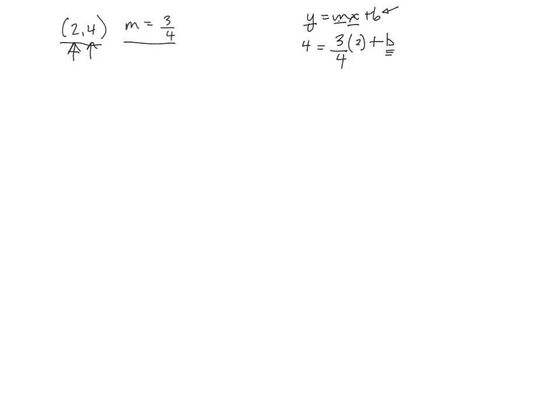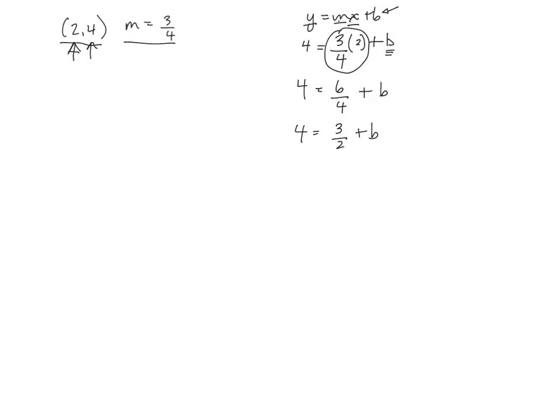So on a calculator or wherever, I can go 3 over 4 times 2. I think that gives you 6 over 4. And you could probably simplify that. So 6 over 4 is the same thing as 3 over 2.